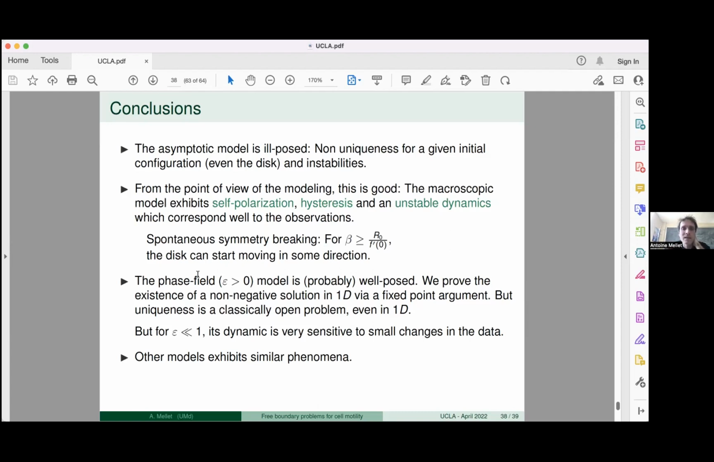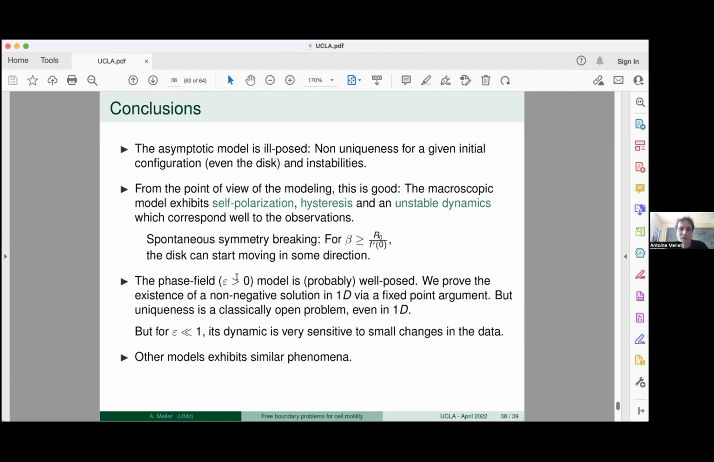The expectation is that the phase field model for epsilon positive is well posed. We can prove it in 1D, and I think we could also, in some framework at least, prove it in higher dimensions. It's not really an issue. Again, uniqueness is an issue, but it's a technical issue. It's not that we think the problem has more than one solution. It's just that we don't know how to prove uniqueness for this type of equation.